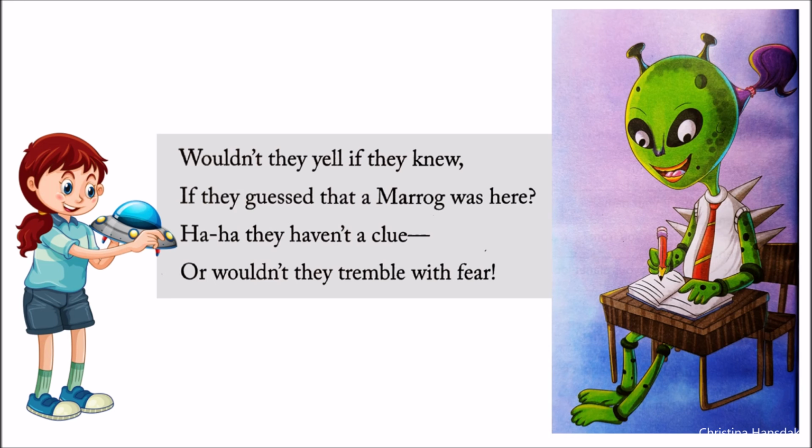In the fifth stanza of the poem, the poet tells us that the alien laughs within and says everyone would scream and tremble in fear if they knew he was an alien.